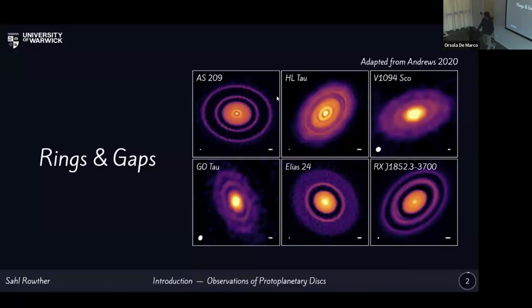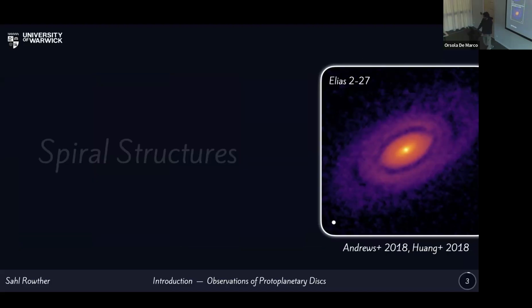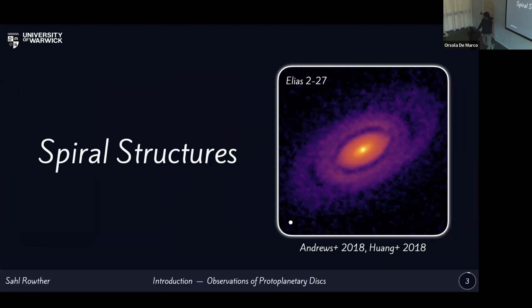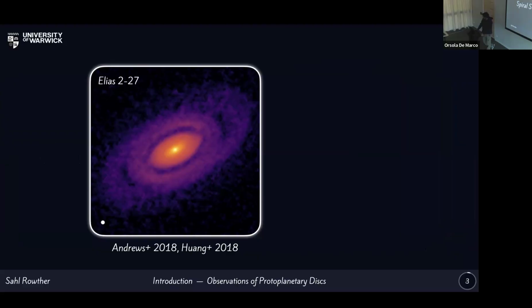I'll start with a brief introduction of some observations of these disks. When we observe them, we often see they are quite structured. For example, in these images, we see rings and gaps of different widths and gap depths. We can also see spiral arms in some cases, very rare cases, unfortunately.